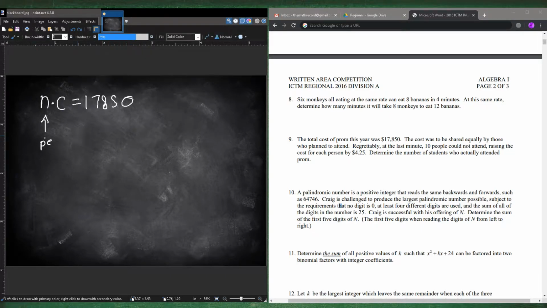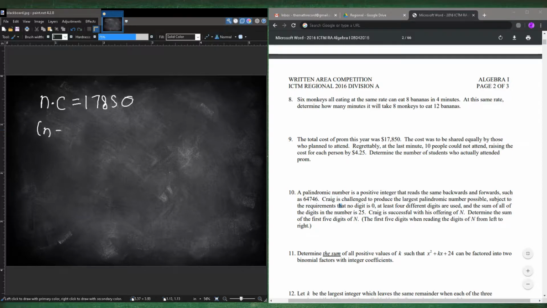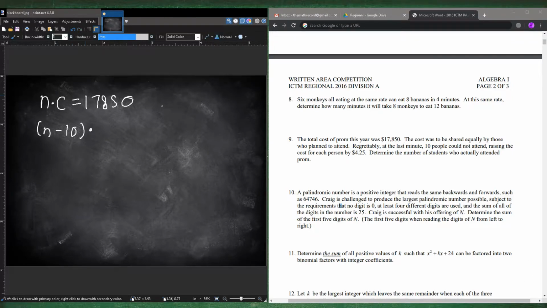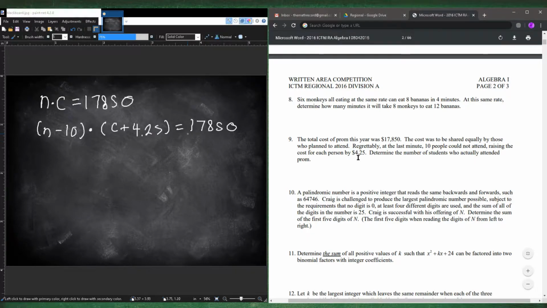So based on this question, they said that at the last minute, 10 people could not attend. So n minus 10, right? There are 10 fewer people. But that raised the cost by $4.25, so c plus $4.25. And now the total cost stays the same, 17,850. So we need to determine n minus 10.